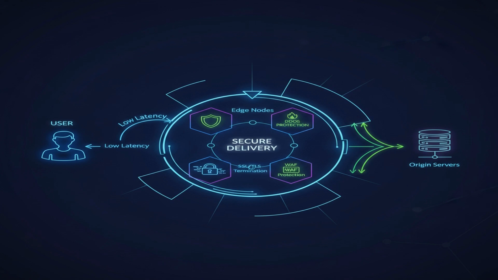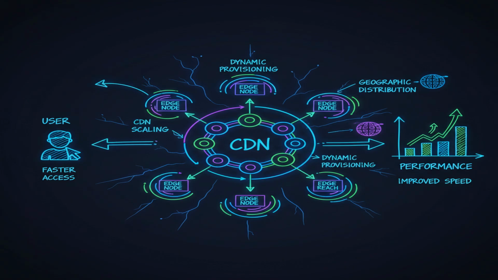Security is paramount for CDNs, protecting content and users from malicious attacks. SSL/TLS termination at the edge nodes reduces latency by decrypting traffic closer to the user. Building upon the security measures, scaling a CDN involves strategic content replication across geographically diverse edge nodes.